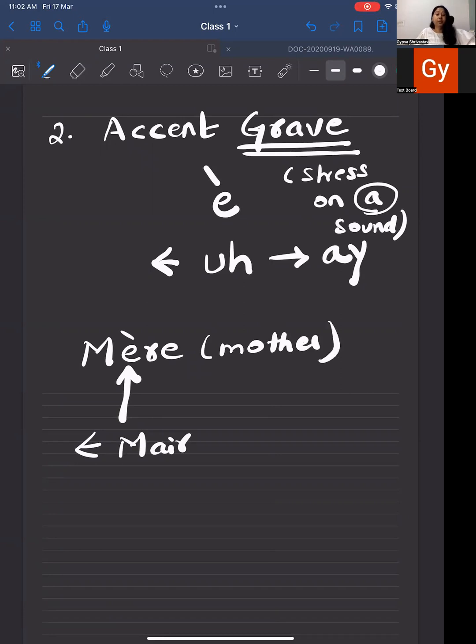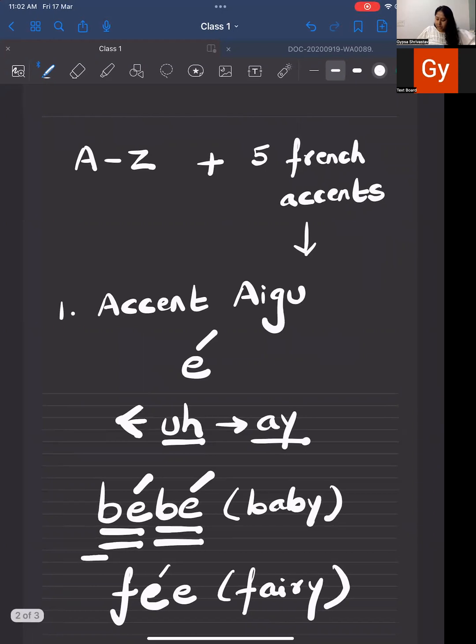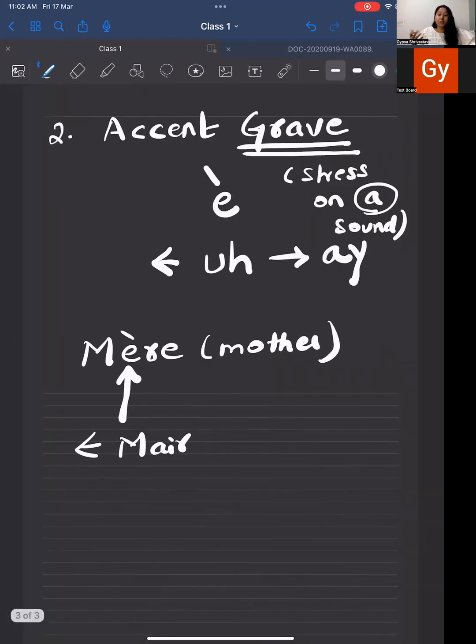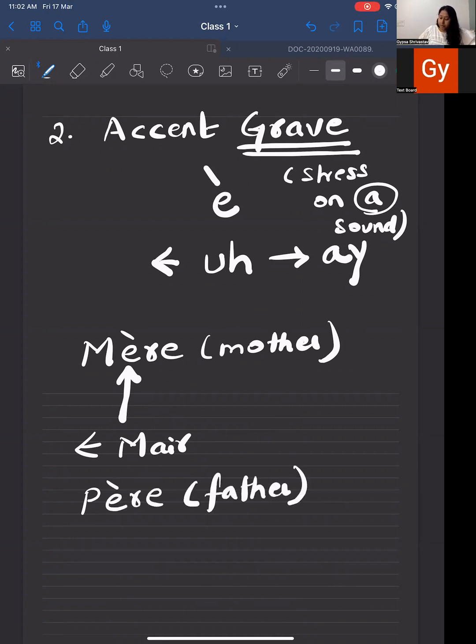Look at the difference between the two accents. In bébé, we are just pronouncing a slight A sound, bébé. But in accent grave, we're stressing on the A sound, mère. Similarly, the word for father, père. Similarly, the word for brother, frère.